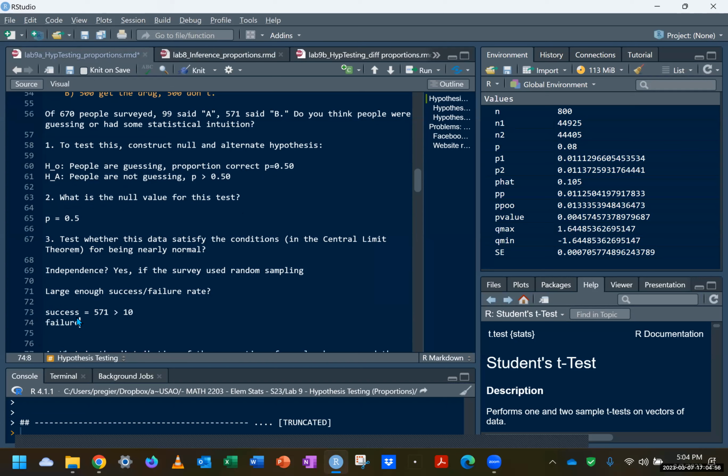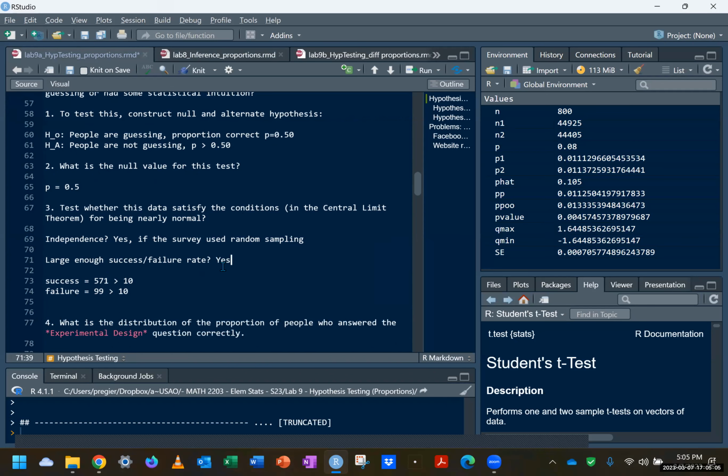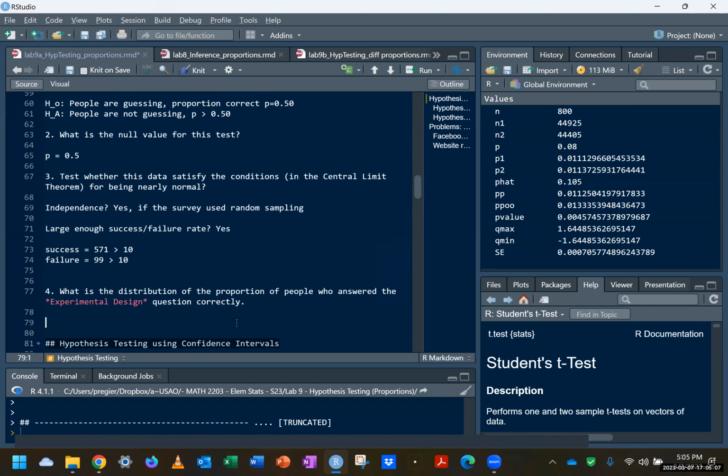And failures, people who answered incorrectly, were 99. That's still greater than 10. Okay, so we have the conditions to satisfy the central limit theorem. Always got to do it. And so now that we know the central limit theorem holds, what does it say?